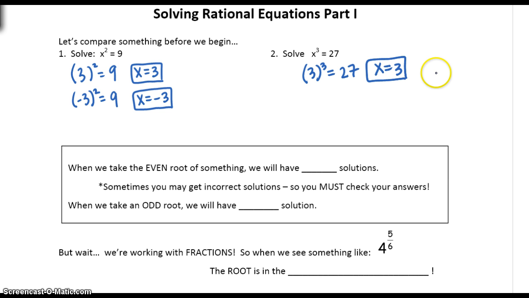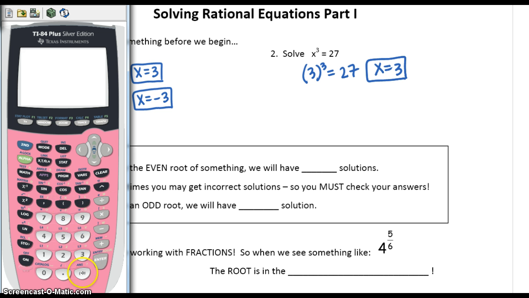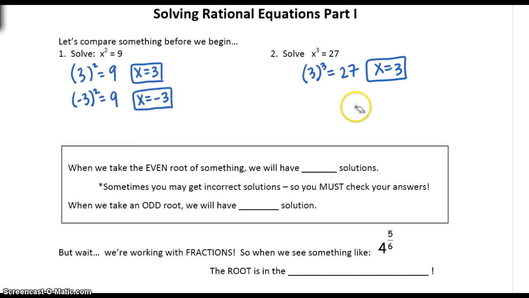Well, isn't it like the other one? Like, can't we just say negative 3 also? Well, we can't, because when we do negative 3 in parentheses to the third, what happens here? You get negative 27. So that one's not going to work. So we only have one solution to this.